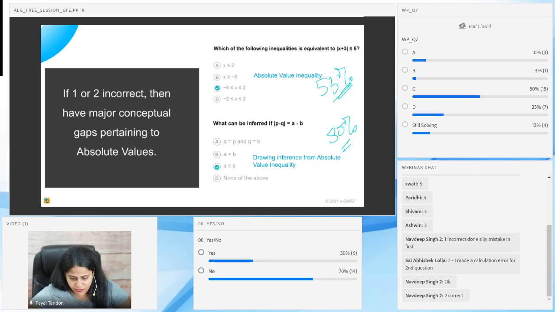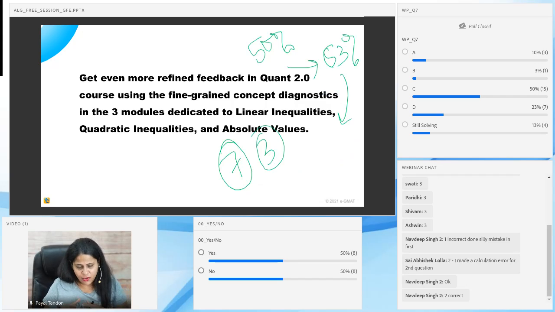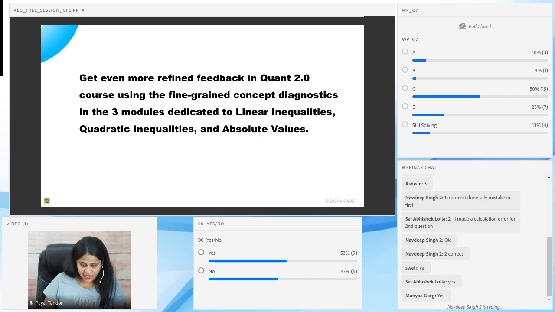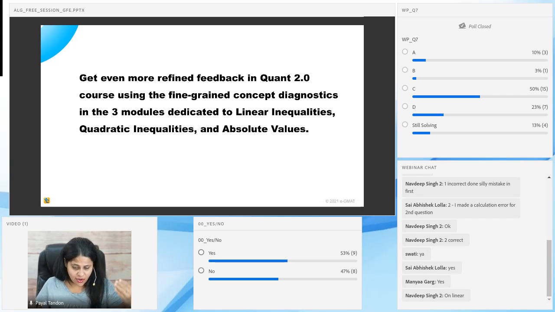So how many of you made no mistakes in absolute values? And for those of you who made mistakes in absolute values, which means people who are clicking on no, you guys have major conceptual gaps. Now, does this level of feedback help you understand where you need to focus? Right? Now, this was based on just 7 questions across 3 different concepts.